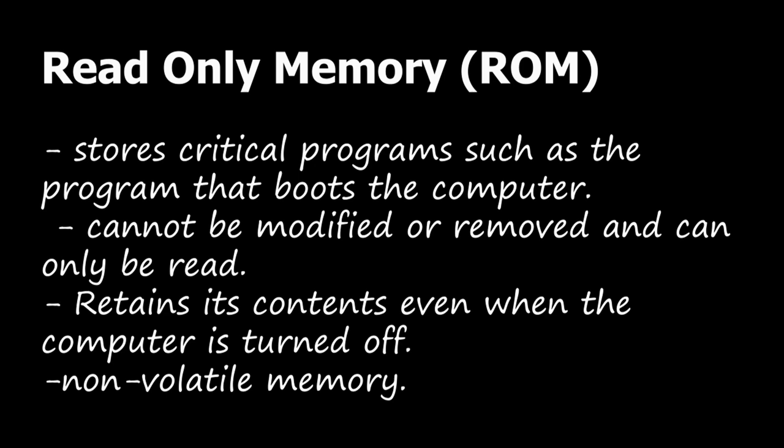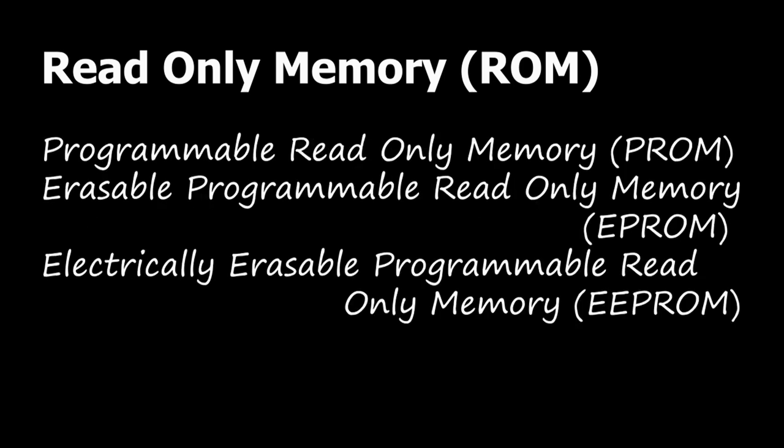Then the next thing is the types of ROM. The first one is programmable read-only memory, PROM. The next one is erasable programmable read-only memory, which we'll say as EPROM. And the next one is electrically erasable programmable read-only memory, EEPROM. We'll see the types of ROM in the next session.